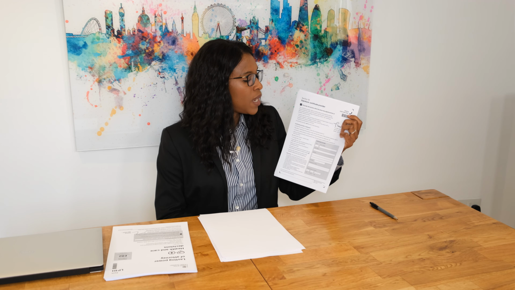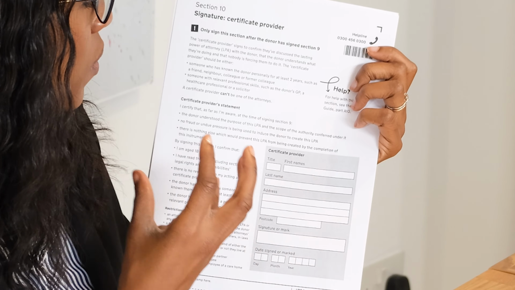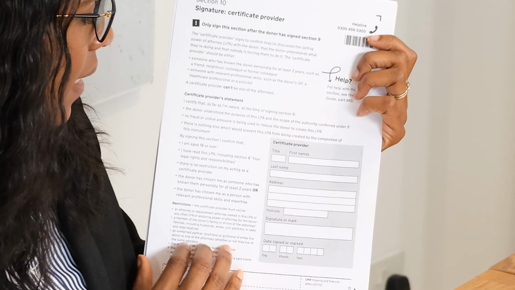Now, the next section, which is section 10, asks for a certificate provider. So again, we can see signature, certificate provider. A signature is required on this page. Now, a certificate provider, you need to read through this section to make sure that you are clear on who can and cannot act as your certificate provider.